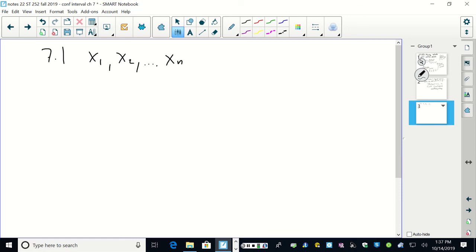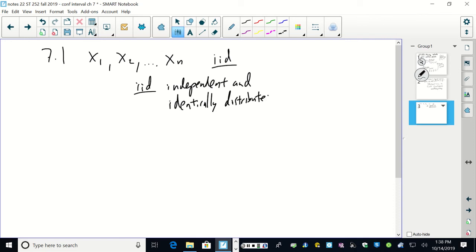x1, x2, up to xn. And these we're going to assume are IID. IID is fairly standard statistical terminology, meaning that they're independent and identically distributed. So it's kind of like a random sample or a sample from one distribution. And we assume that they come with some distribution characteristics. So they have some mean mu and some standard deviation, sigma. Right?